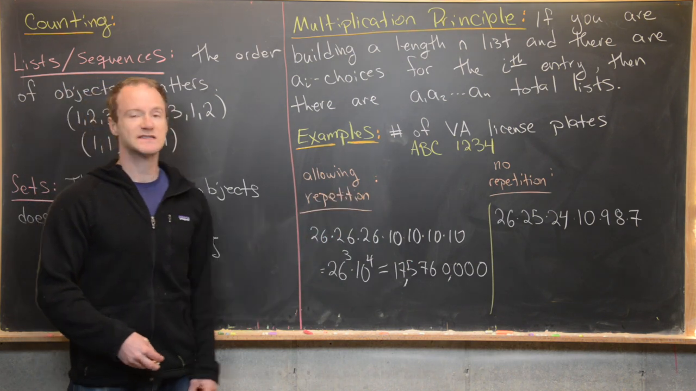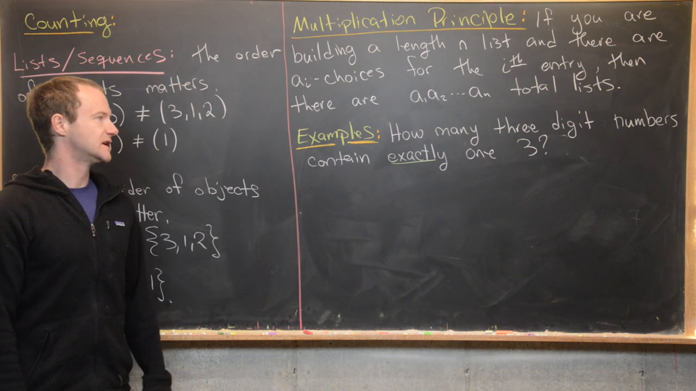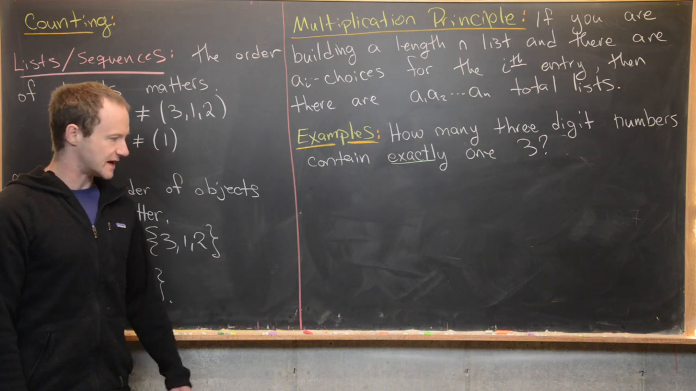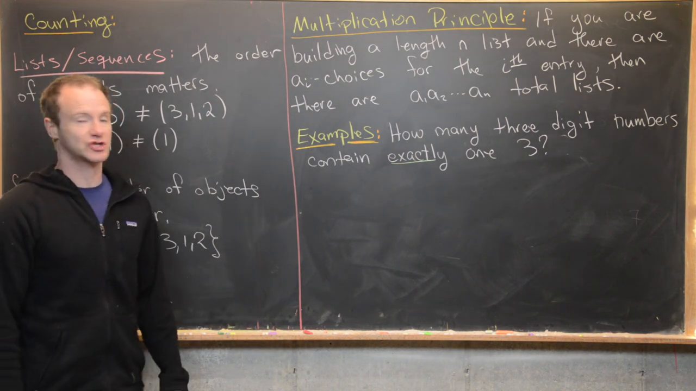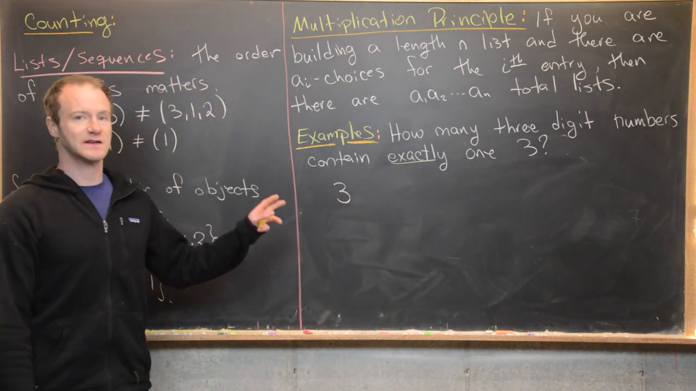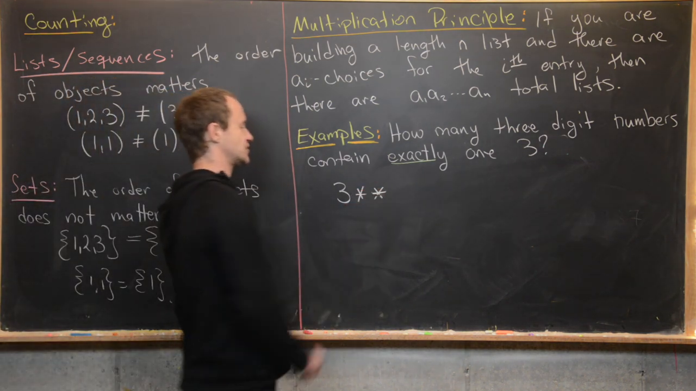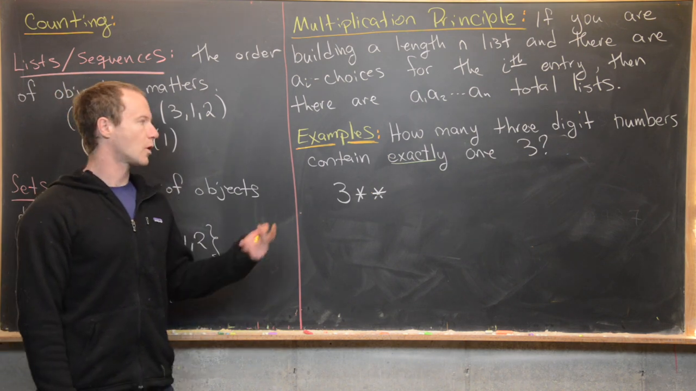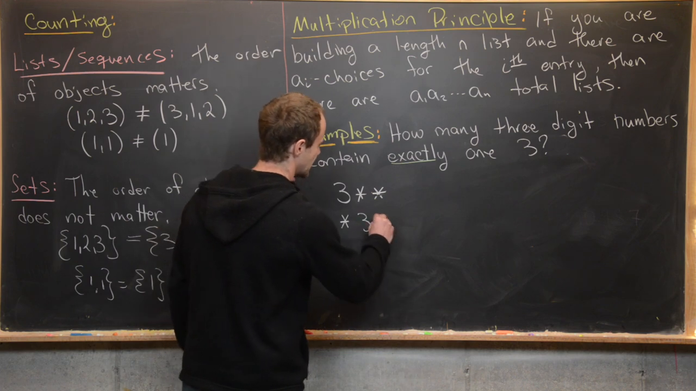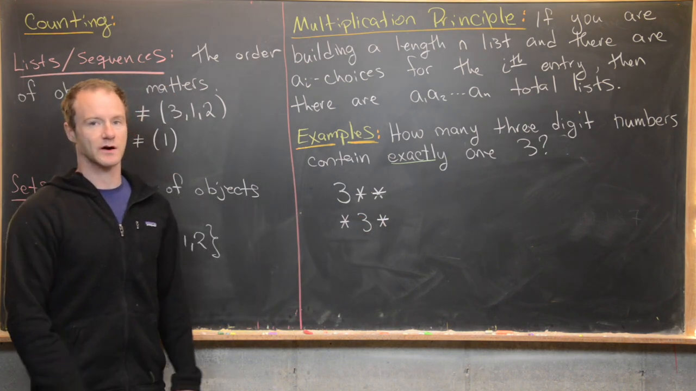Okay, let's get rid of this example and we'll do another one. For our next example, we're going to count up how many 3-digit numbers contain exactly one 3. This is going to break into 3 logical cases. The first case is if you have a leading 3, so this number will be in the 300s. It'll be 3 and then something, something; I'll denote those as stars. Or we could have the 3 in the tens spot, so that would be like star, 3, star, like maybe 143.